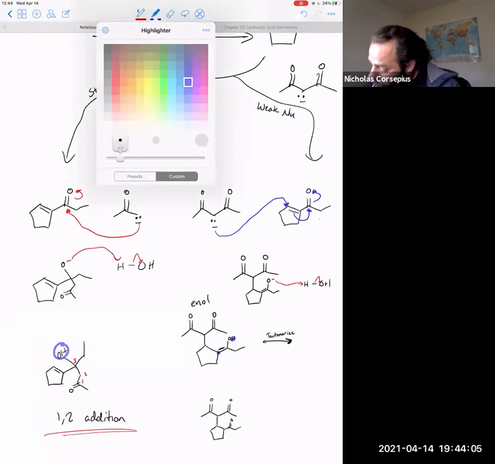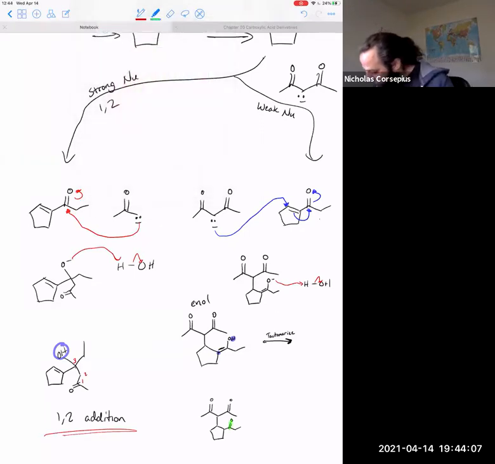For the 1,4, we actually have a ketone that's formed, right? So our carbonyl carbon doesn't turn into an alcohol group, it stays a ketone group, and we've gotten rid of our double bond. Whereas in the 1,2 addition, we've actually kept our double bond and we've got an alcohol group.